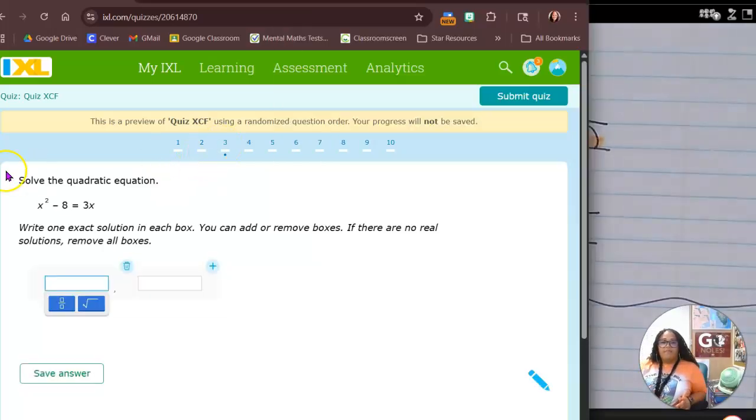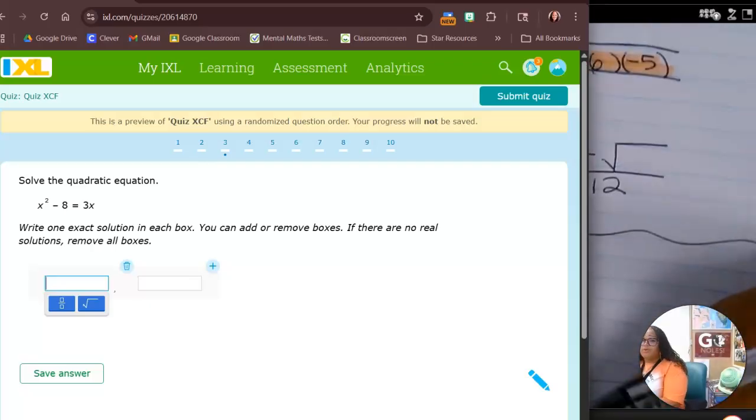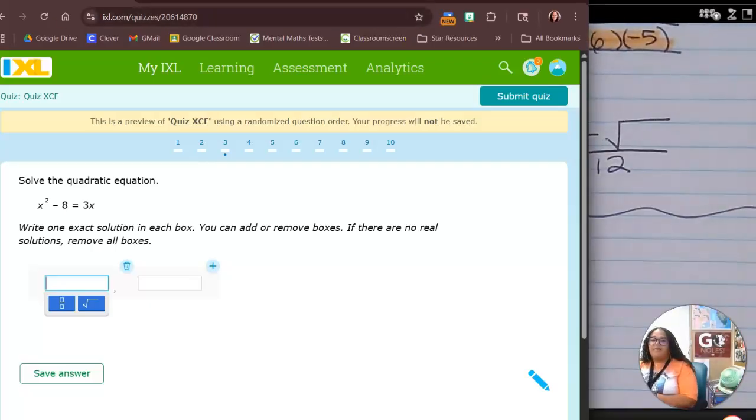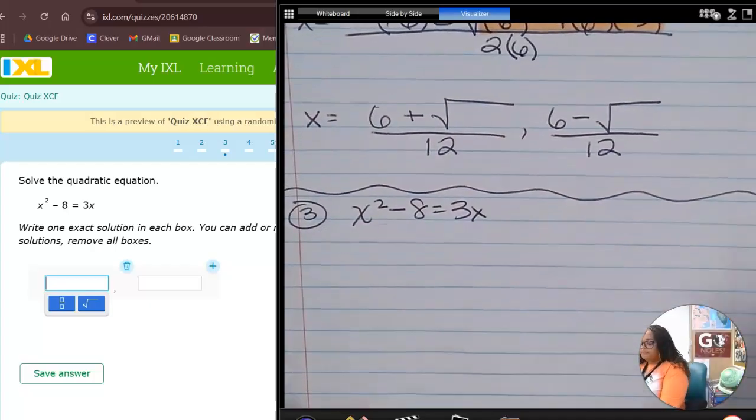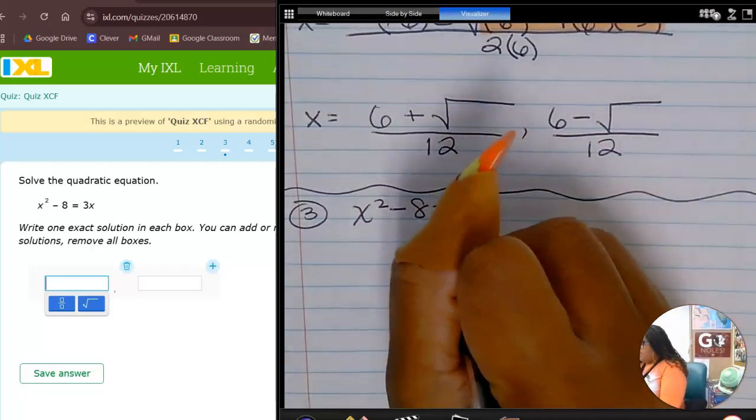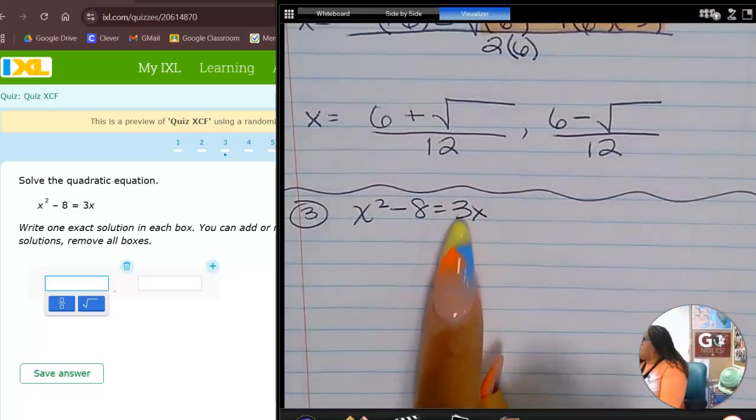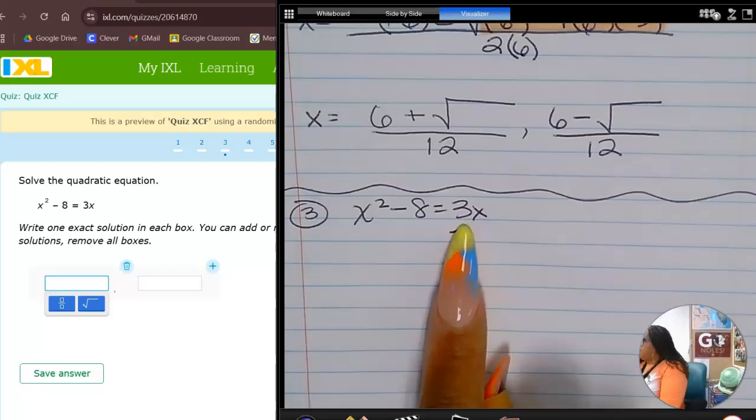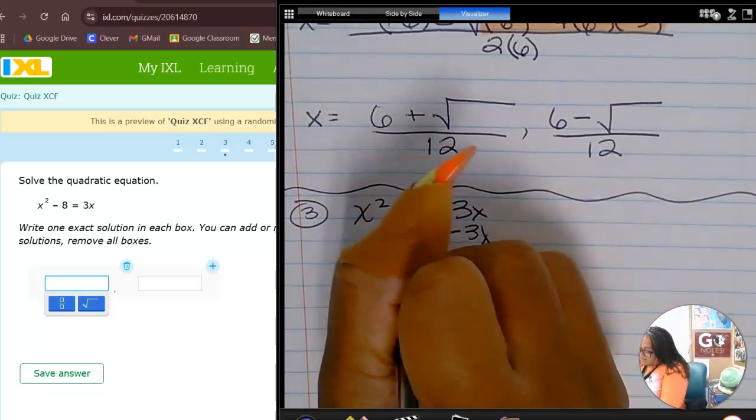Number 3, x squared minus 8 equals 3x. What's wrong with this? It doesn't have a who. It doesn't have a 0, so I've got to make a 0. How do I get rid of 3x? No, not minus 8, sweetie. I want to make a 0 over here. Minus 3x, minus 3x.